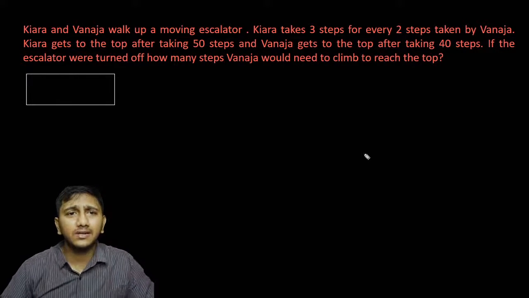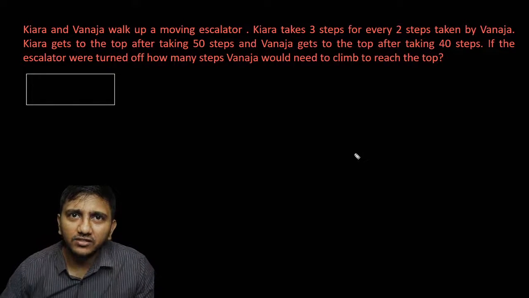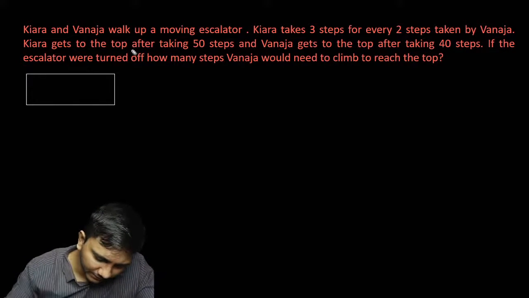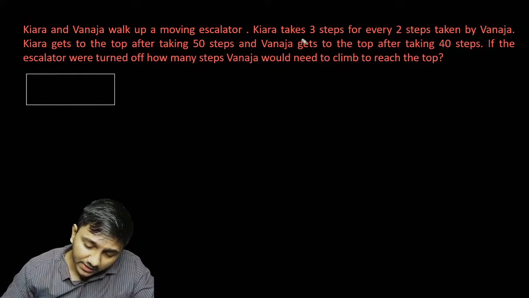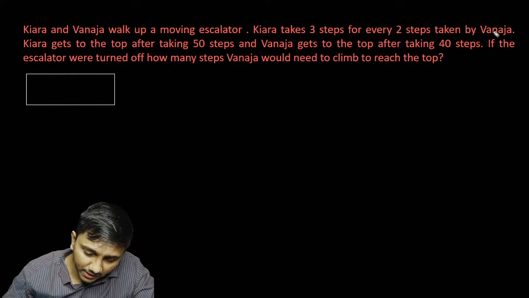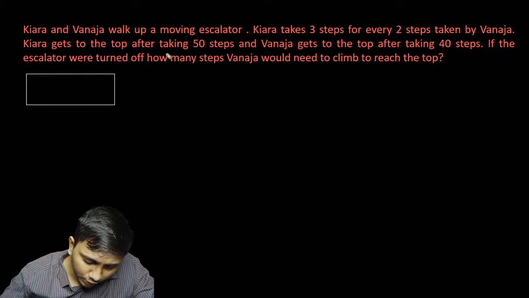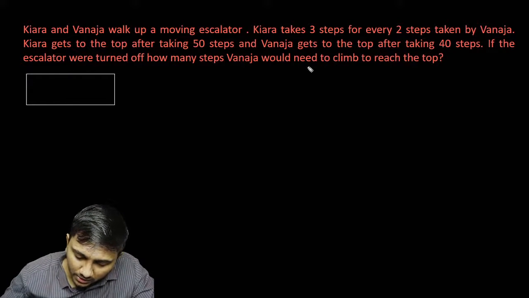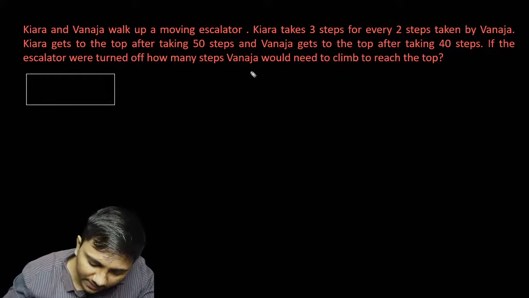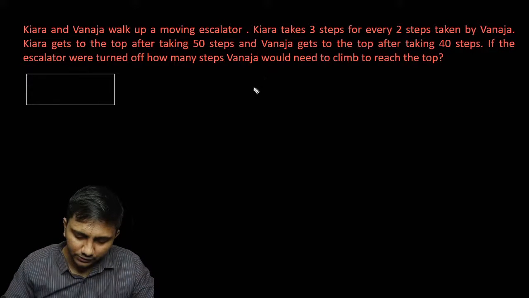Escalator questions are considered one of the most complicated questions in time and distance. Let's see how we can deal with this. Kiera and Vanaja walk up a moving escalator. Kiera takes 3 steps for every 2 steps taken by Vanaja. Kiera gets to the top after taking 50 steps and Vanaja gets to the top after taking 40 steps. If the escalator were turned off, how many steps Vanaja would need to climb to reach the top? Basically, they're asking how many steps will be there in the escalator when it is turned off.